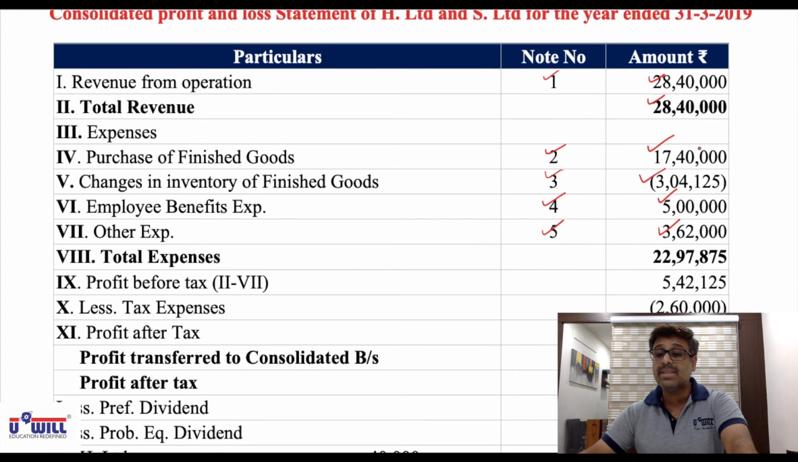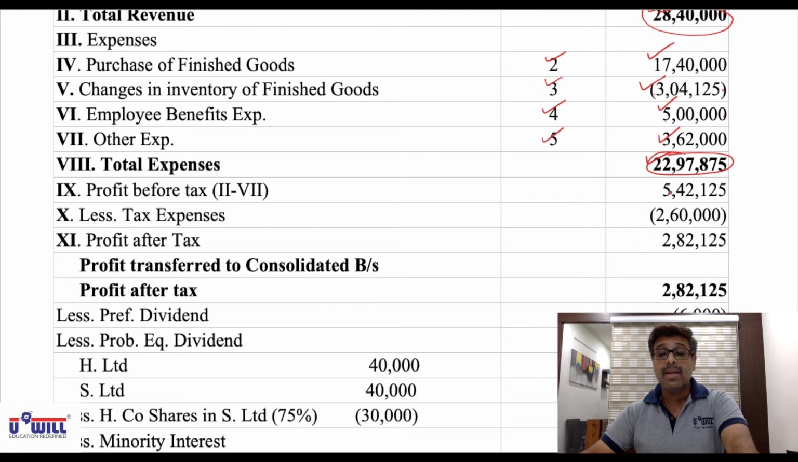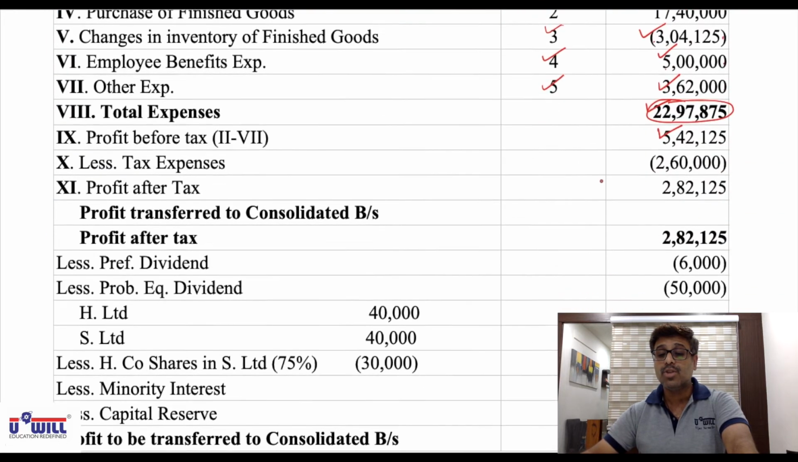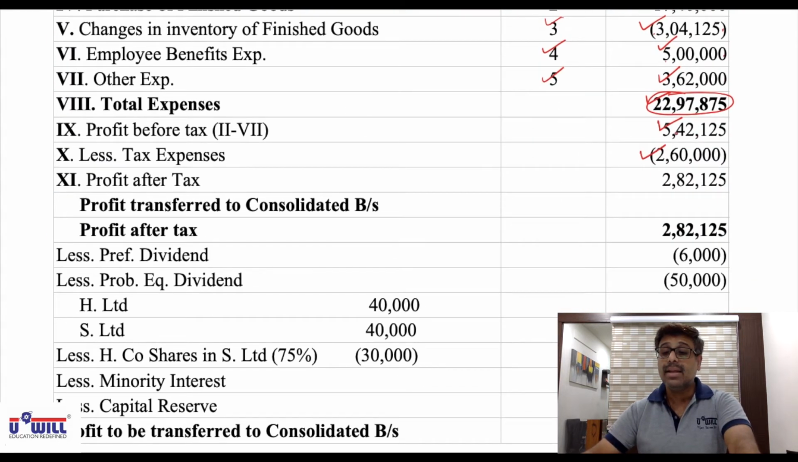So if you do the total of expenses, 17 lakh 40,000 minus 3 lakh 4,125 plus 5 lakhs plus 3 lakh 62,000, you'll get 22 lakh 97,875. Then 28 lakh 40,000 minus 22 lakh 97,875, you'll get profit before tax 5 lakh 42,125. Now provision for tax, you all can see 1 lakh 20,000 plus 1 lakh 40,000, 2 lakh 60,000. So provision for tax 2 lakh 60,000, and then 5 lakh 42,125 minus 2 lakh 62,000, 2 lakh 82,125.